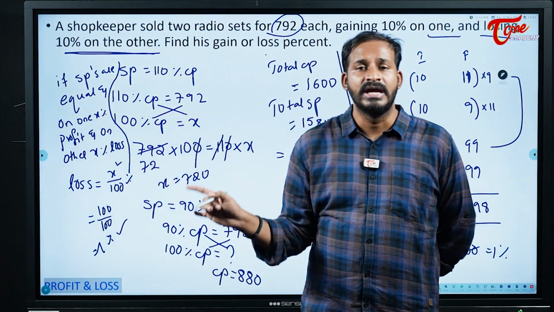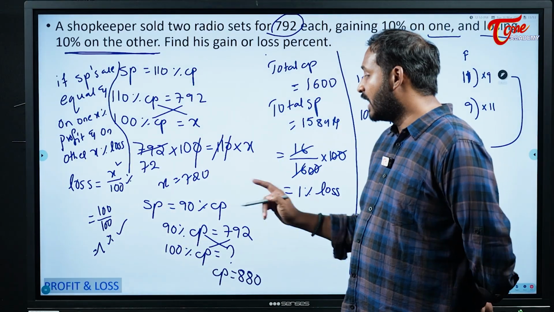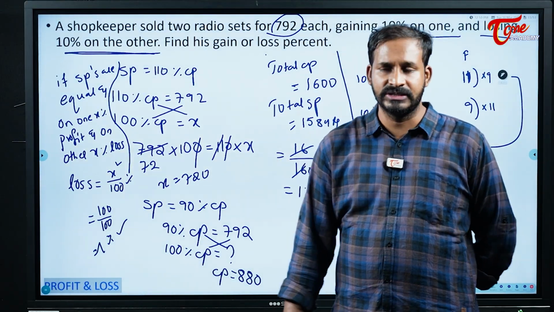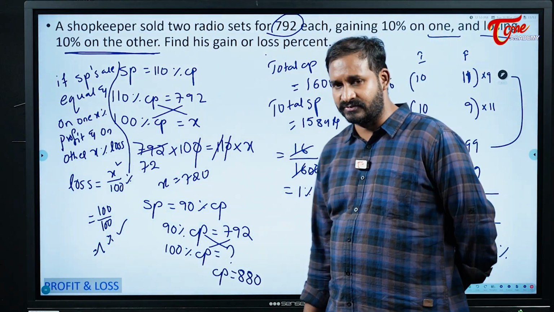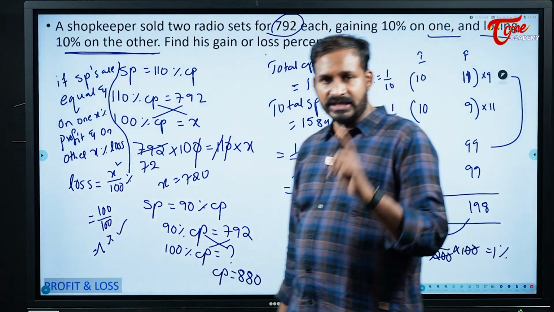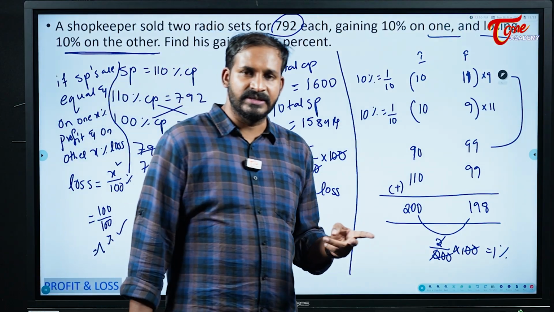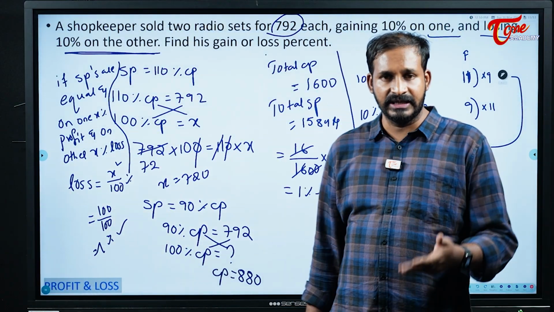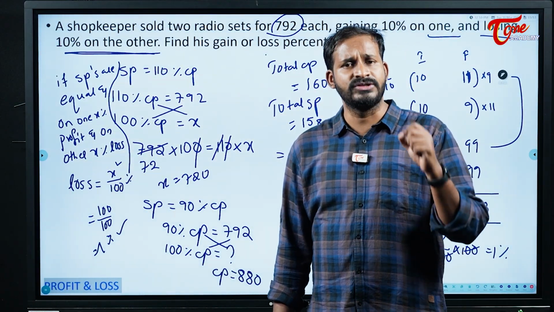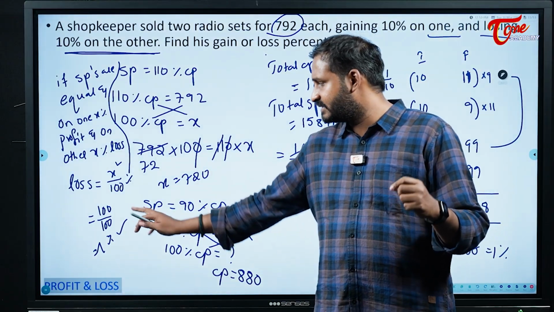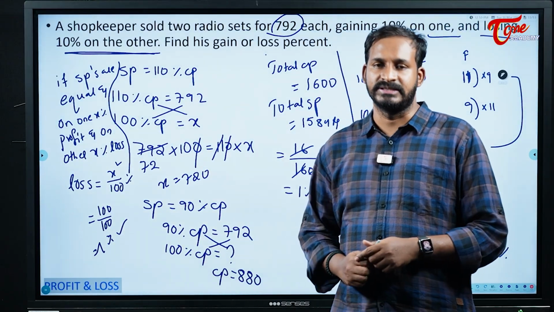Always loss only, and that loss will be equal to X square by 100. So remember, if selling prices are equal, and in one case you get X percent profit and X percent loss in the other case, then always you will get a loss, and the loss is X square by 100 percentage.